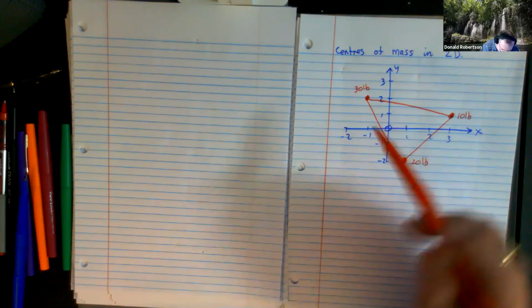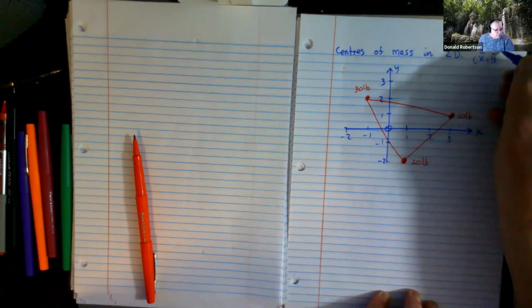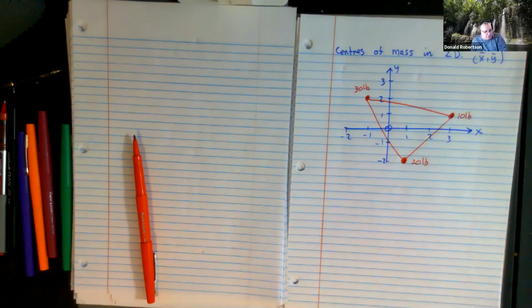And the centre of mass in 2D is called x bar, y bar. Does that make sense? It would be an x and a y coordinate. And if life is sensible, shouldn't calculating it be very similar to how we got x bar? Okay, and a lot of it is.